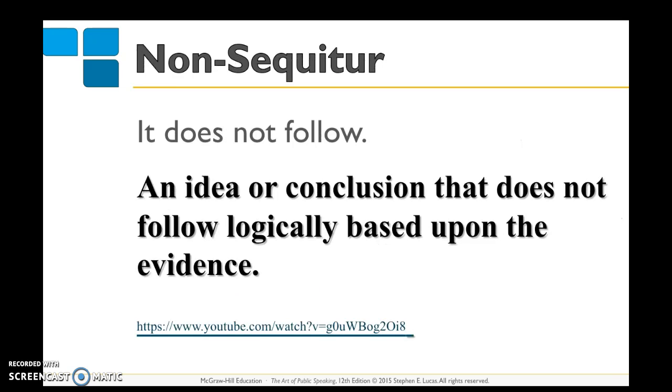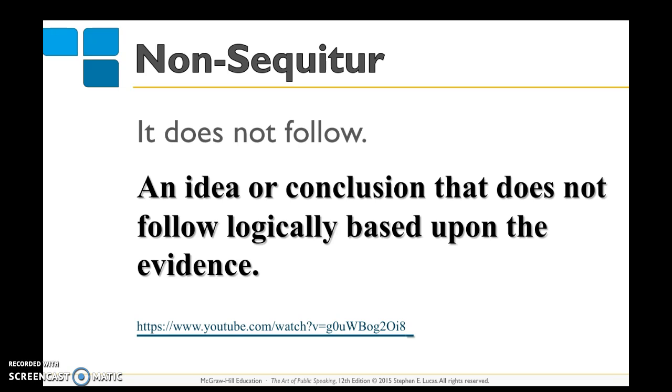This last one's not from your text, but I see it a lot in speeches, so I thought I would just introduce it. And if you use this link, it's a kind of funny example of what's called a non sequitur. It does not follow: an idea or conclusion that does not follow logically based on the evidence. So non sequitur, that's what it just means. It means that you're reaching a conclusion based on a faulty premise.